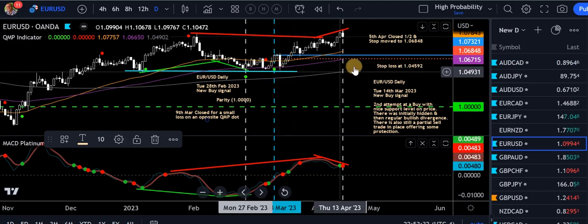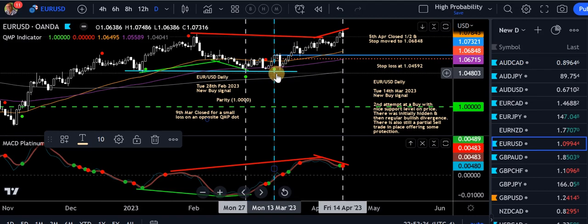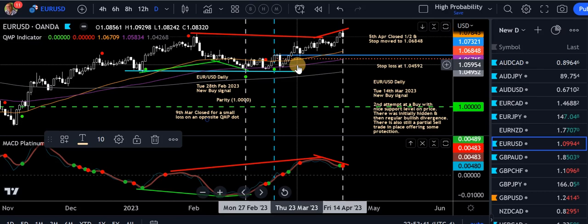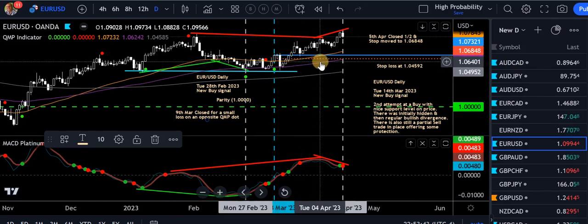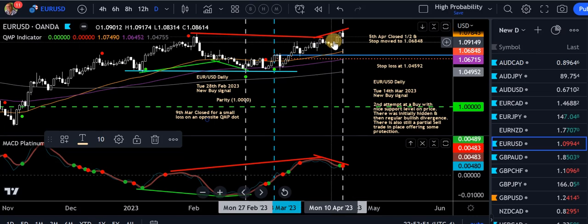Then I've since taken another buy, and when was that? The 14th of March, and already closed half. Where did I close half? Somewhere up here, I think. Yeah, the 5th. So there, on the open of this candle, closed half, stops up. Can't lose on that buy, which is good.